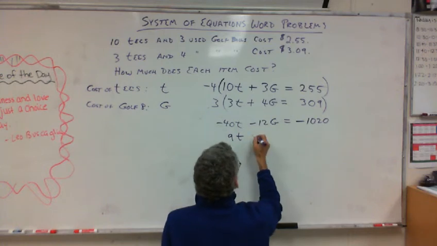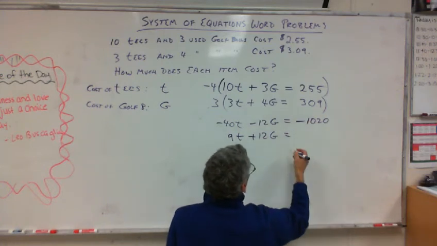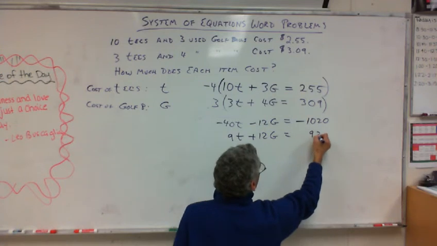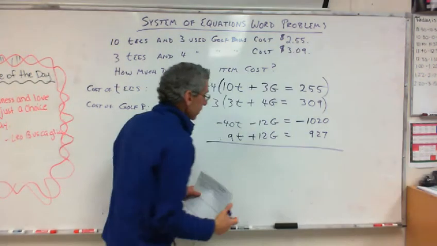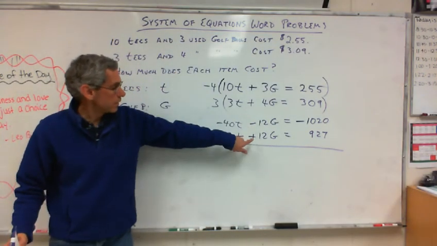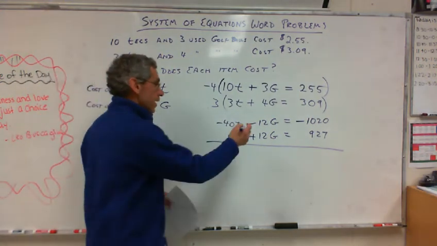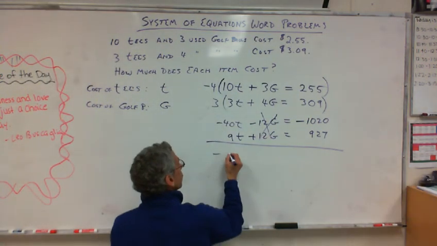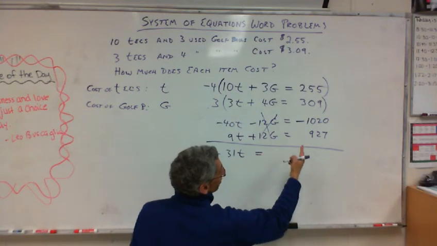All right. The next one, I have 3 times 3, that's 9t. And then I have plus 12g equals 927. Okay. Now I notice that I have negative 12g's and positive 12g's. That's awesome. So those are going to cross out. That's beautiful. So now I have negative 31t is equal to, what's that?